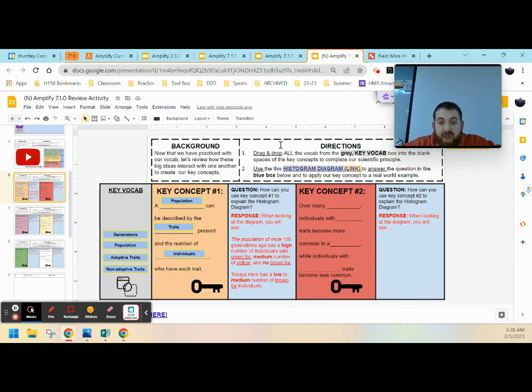So in the next task, you're going to be asked to use our histogram diagram link to answer the blue box question, after we drag and drop our vocab words to help create our key concepts. So we've done the first one where we have drag and dropped our first set of vocab words to create our first key concept that says a population can be described by the traits present and the number of individuals who have each trait. Now, this key concept needs to be connected to our histogram diagram.